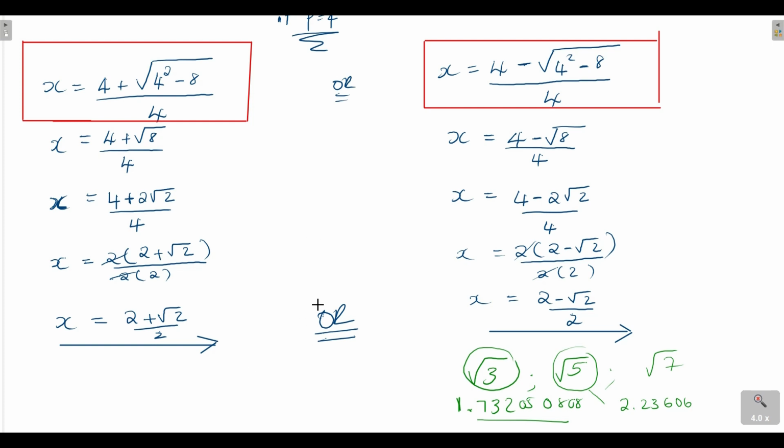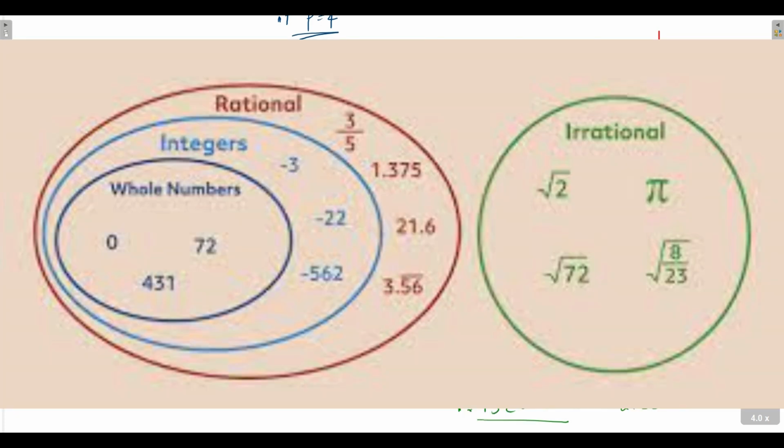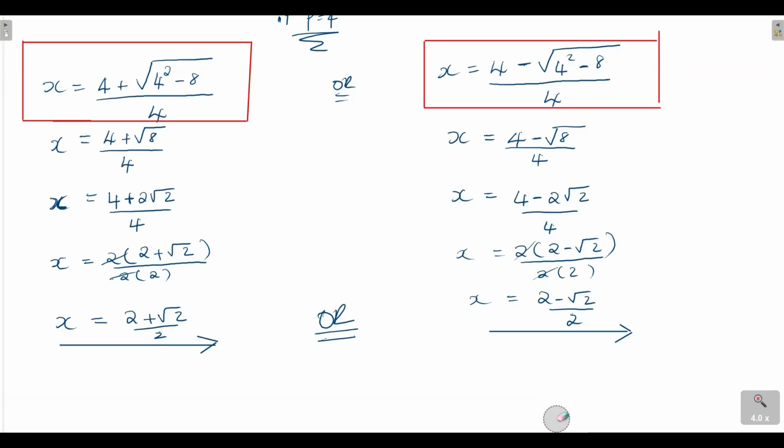So irrational numbers are numbers that cannot be written as a simple fraction. You cannot write it as 1 over 2 or 3 over 5. There is no pattern when you convert that number from surd form or from a fraction into decimal form. So what are we noticing with these roots that we've obtained here? Convert this number from surd form into decimal form. What do you actually get?